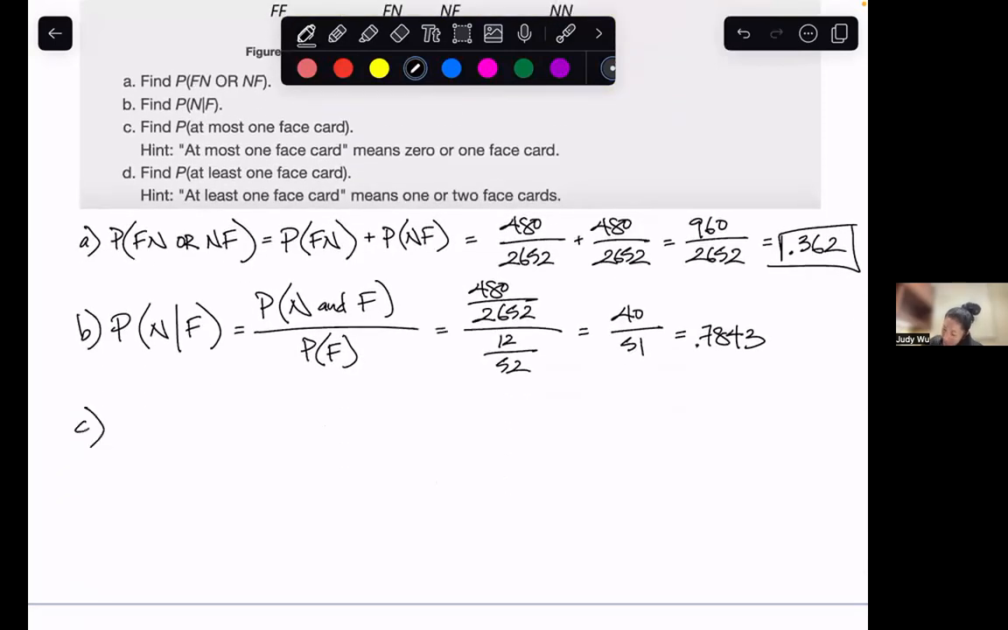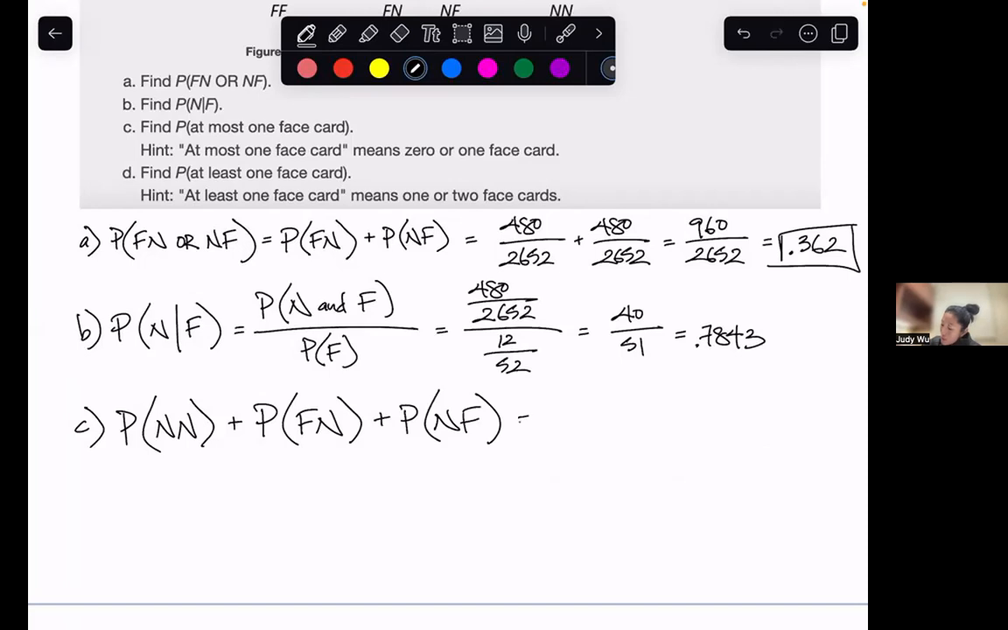All right, let's take a look at C. Find the probability of at most one face card. So what that means is I want to think about the probability of getting a number and a number. Okay. That's no face cards. Or the probability of getting a face and then a number, or the probability of getting a number and then a face, right? In all of these cases, I get 0 or 1 face card. So basically, I've excluded the case where I have 2 face cards.